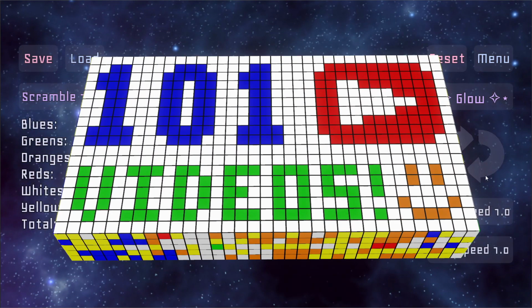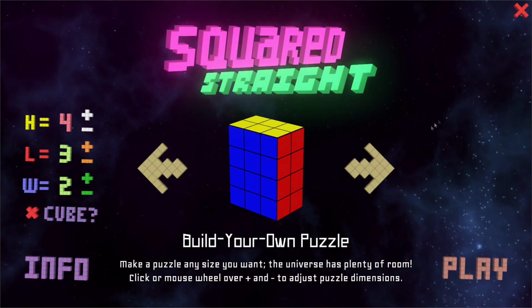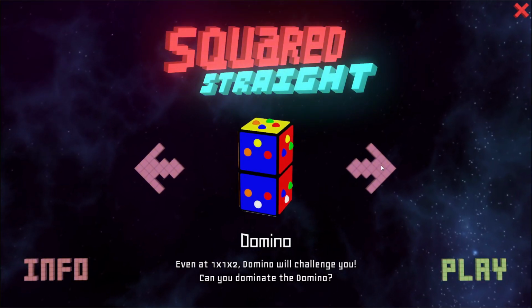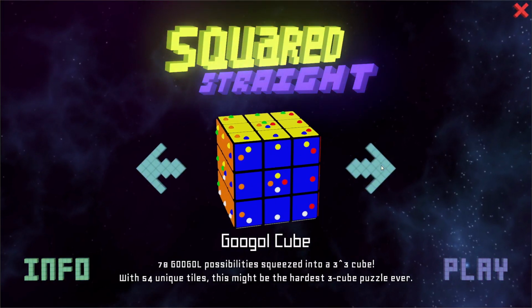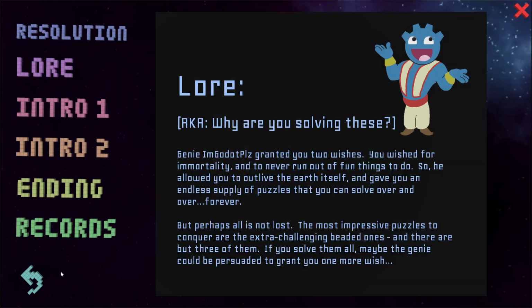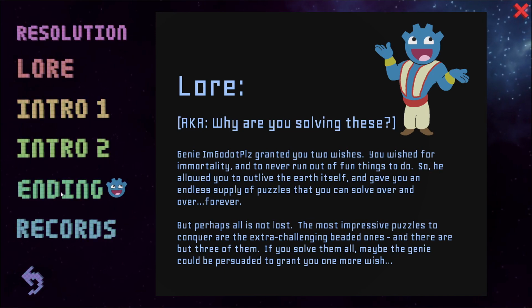In my previous two videos, I solved the domino and the corner cube. This time I'm taking on the Googol cube, the final specialty puzzle, which will unlock the ending.